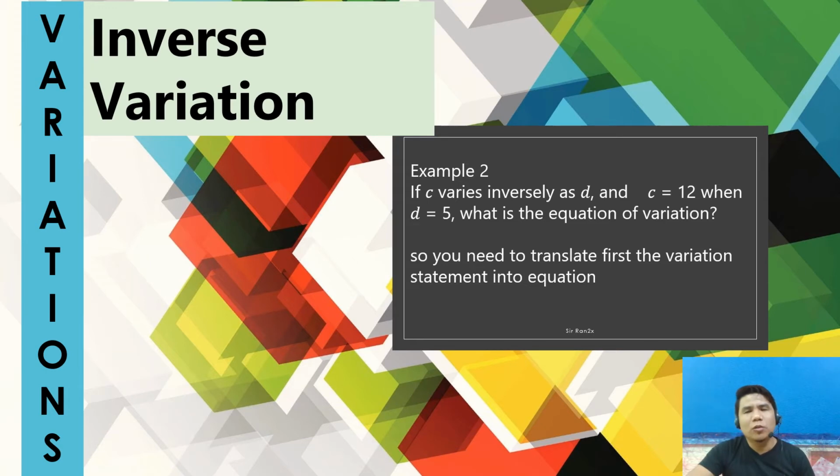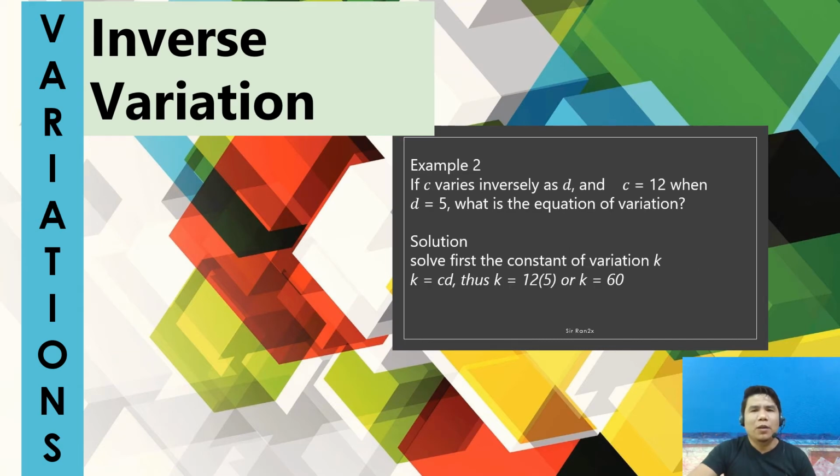So you need to translate first the variation statement into an equation. What statement is pertained? That is C varies inversely as D. So you need to translate that. If you are now to translate it, you will say that C is equal to k over D. That's your translation of C varies inversely as D.